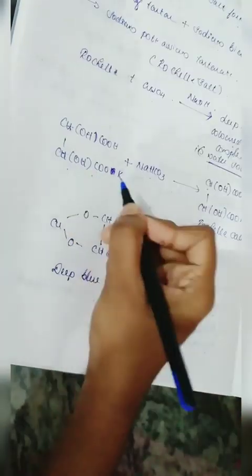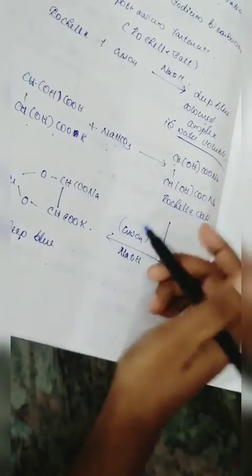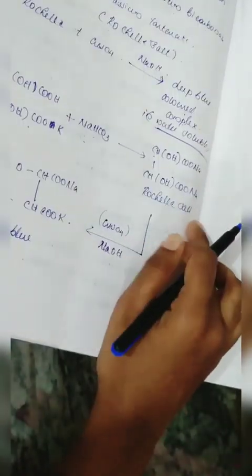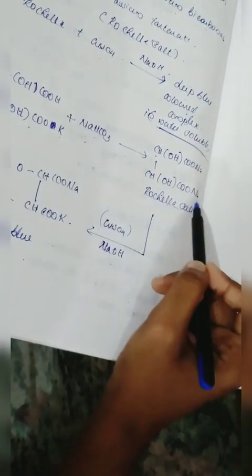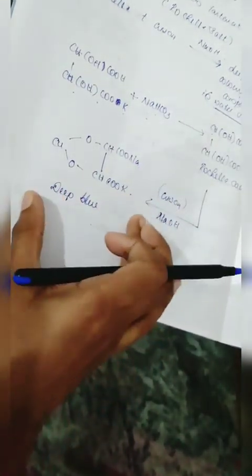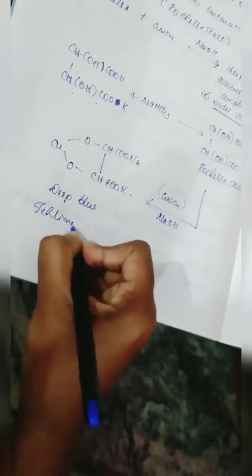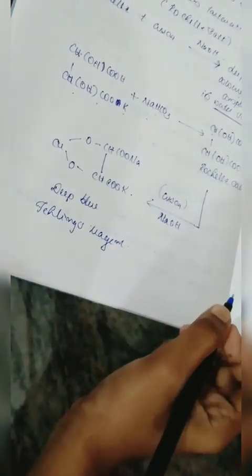What happens? Cream of tartar is reacted with sodium bicarbonate and that gives rise to Rochelle salt. This is the structure of Rochelle salt, where the H and K are replaced and sodium is attached. Rochelle salt on treatment with CuSO4 and NaOH gives a deep blue colored complex. This complex is known as Fehling's reagent. You have seen Fehling's reagent, right?